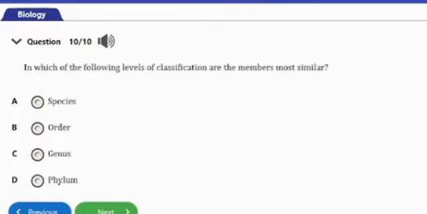And that's the last question for this video. Question number 10. It says, in which of the following levels of classification are the members most similar? A, Species, B, Order, C, Genus, D, Phylum. So guys, the answer to this question is option A, and that's species. So the species of an organism are most related and most similar and can interbreed to produce offspring. So that's it for this question. Option A is the answer.